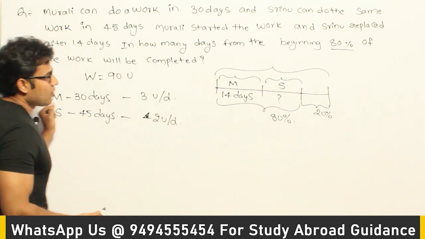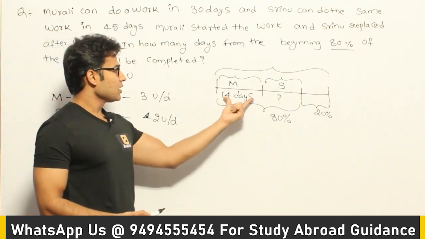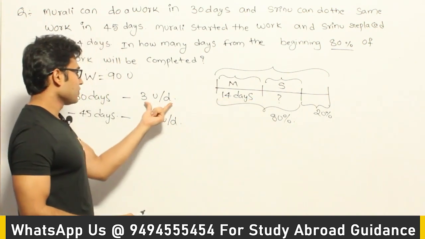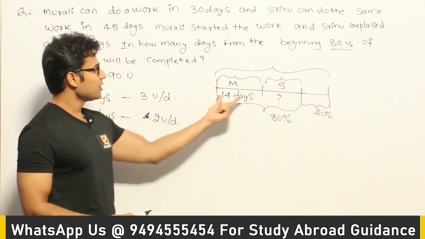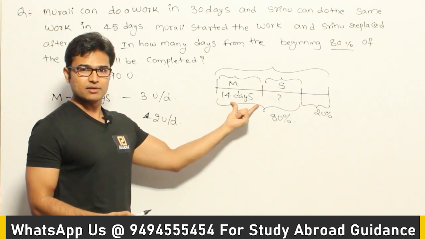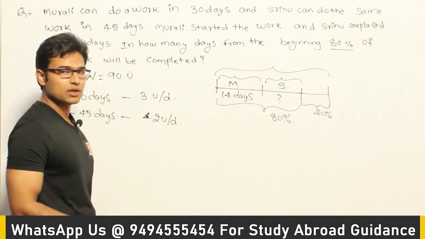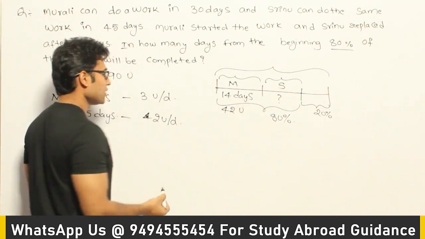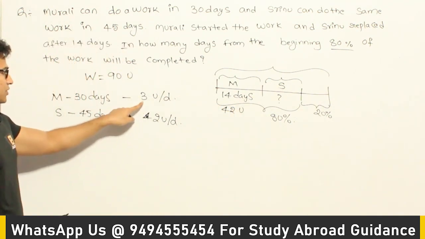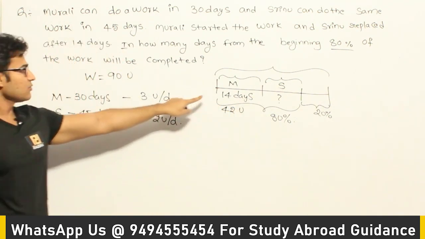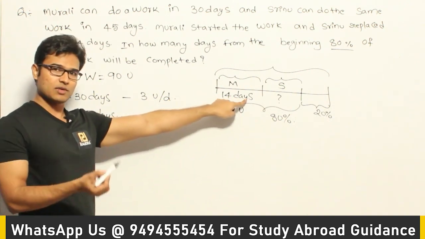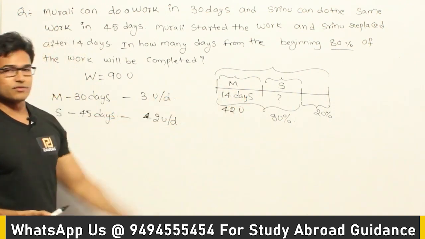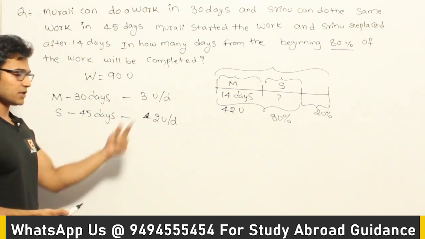Now if you let Murli work for 14 days at a rate of 3 units per day, he will be able to finish 14 into 3, which is nothing but 42. So 42 units will be finished by Murli. Why? See this. He is able to finish 3 units per day and he has worked for 14 days. Therefore, what is the total amount of work he finished? 3 into 14, which is 42 units in total, right?